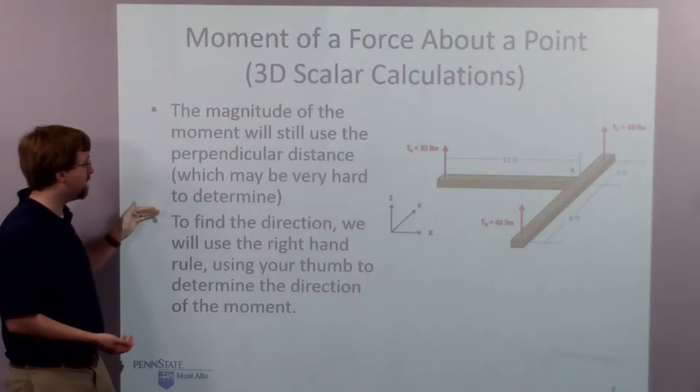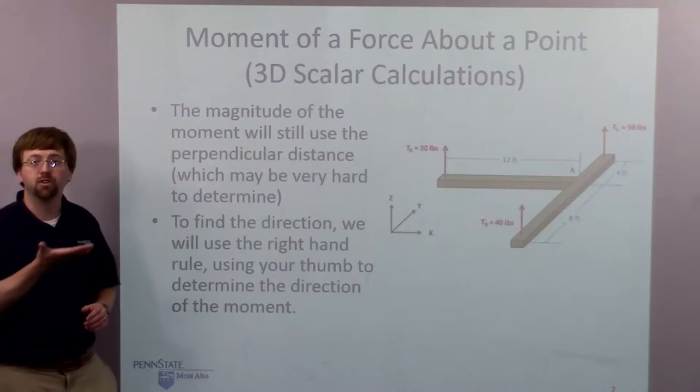And then once we find that magnitude, we also need to find the direction. So we're going to use the right-hand rule, which means curl the fingers of your right hand in the direction it would be rotating, and whichever direction your thumb is pointing, that's the direction of the moment itself. So over here I've got TA, a tension force, and if I want to know what moment it's exerting about point A, which is where the two beams come together right here, I curl my fingers in the direction it would be rotating.